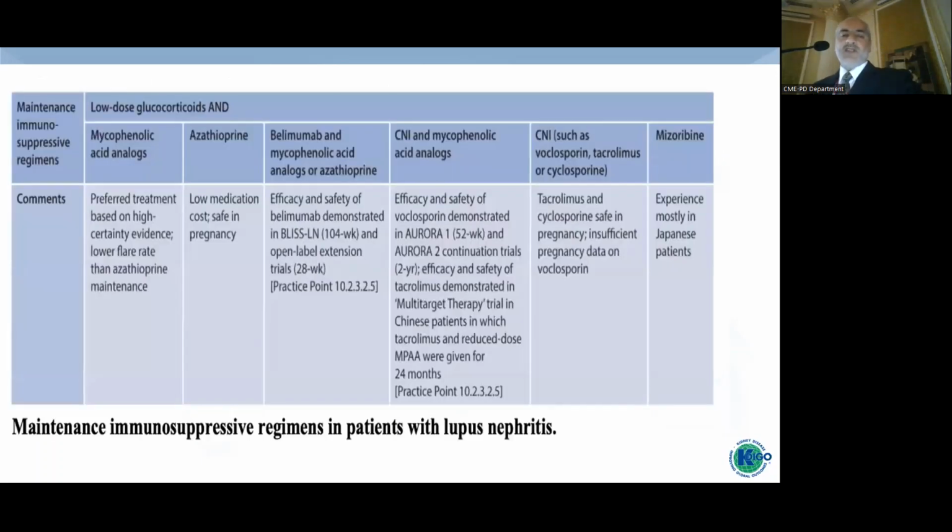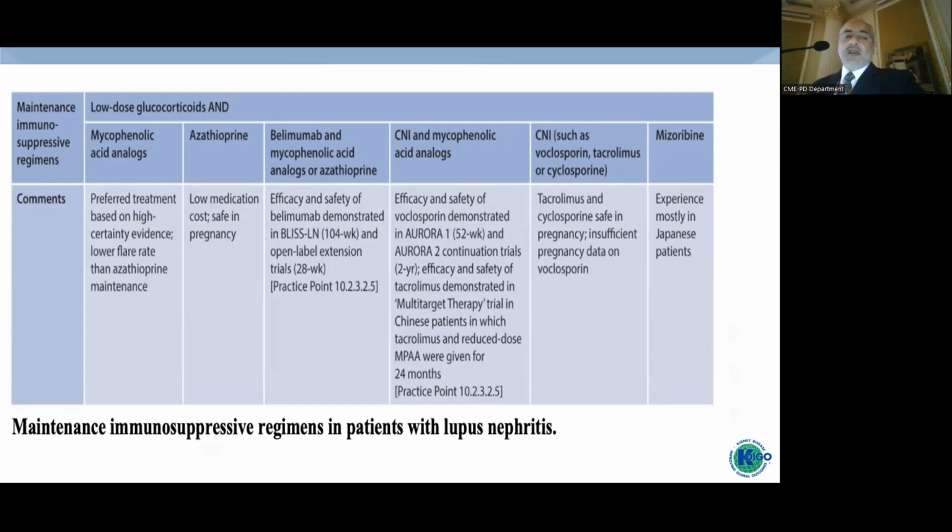Other immunosuppressive agents recommended to be used for maintenance therapy after achieving complete remission. First one, as we just mentioned, is mycophenolate, which is a preferred treatment for lupus nephritis as a maintenance therapy and to complete 36 months. Another alternative is azathioprine, which can be used during the maintenance period for maintaining remission of lupus nephritis. It's a low-cost medication, that's its advantage, and a safe medicine to be used during pregnancy for patients with lupus nephritis.